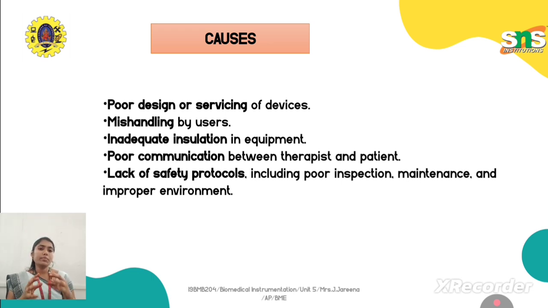And the fourth point is poor communication between therapist and patient. It means the patient who is undergoing treatment, who is carrying all the devices over their body, if they don't have any knowledge about what is happening around them, they will knowingly or unknowingly mishandle the device, or misplace the electrodes, or move the device, right? So there should be proper communication established between the therapist, that is the physician, and the patient.